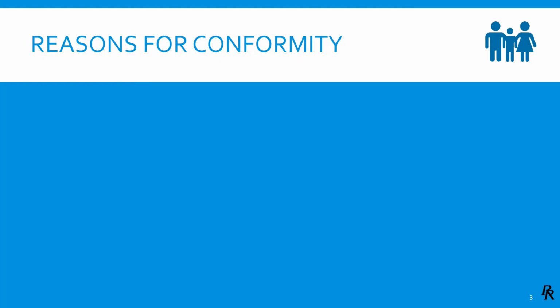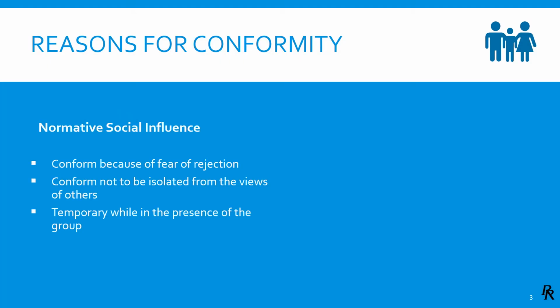So, reasons for conformity. Starting with normative social influence. In this influence, people conform because they fear being isolated and they want to be part of a group. Others are seen as having the power to approve or disapprove of us. The conflict between our private beliefs and what we feel we have to say out loud leads to compliance, but this could just be temporary while in the presence of the group.